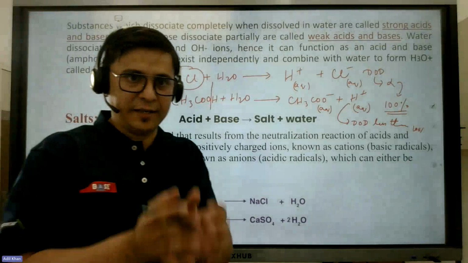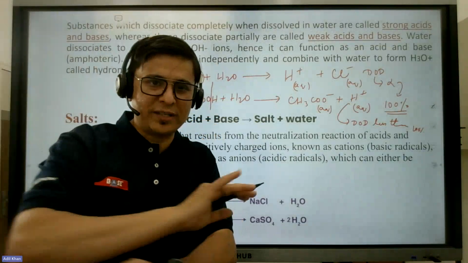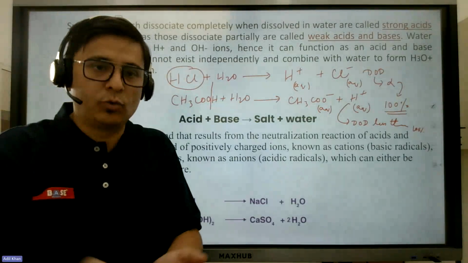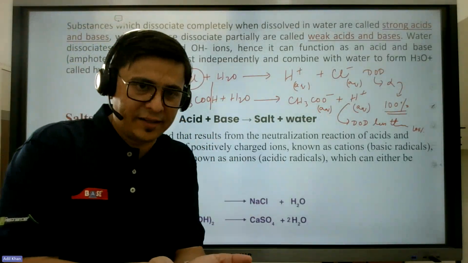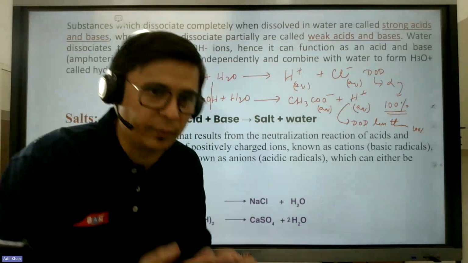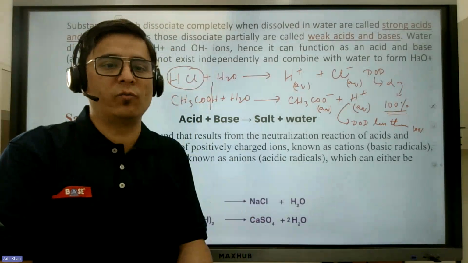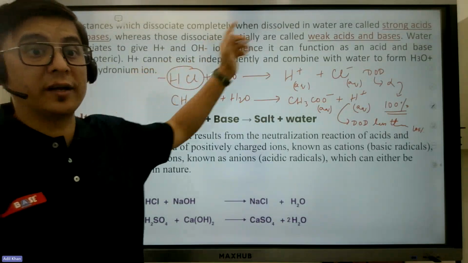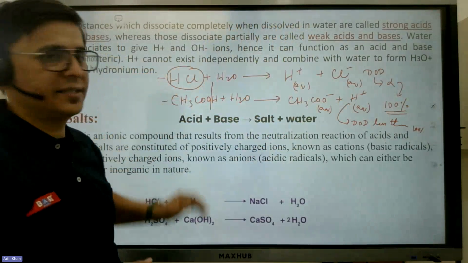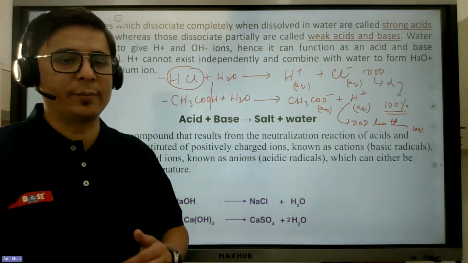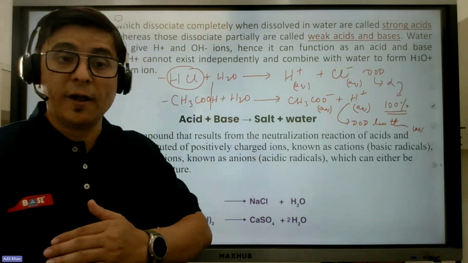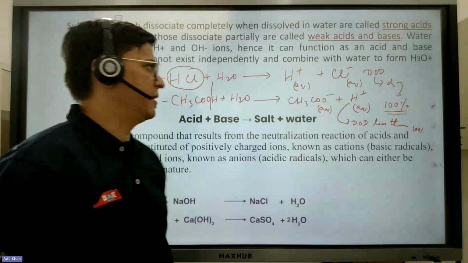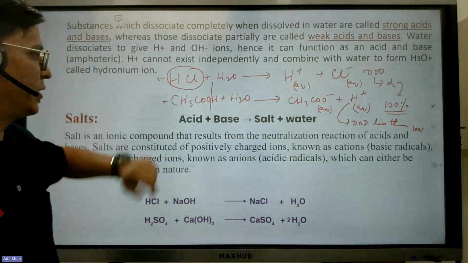HCl, whatever amount you take, you add water once, everything will break. Acetic acid, you take X amount, add water, some amount of acetic acid will break. Add more water, some more amount will break. Add some more water, some more amount will break. So in case of HCl, which is a strong acid, in one shot the reaction completes. But in acetic acid, the reaction keeps on going, breaking into acetate ion and H plus ion when you add water to it. So degree of dissociation 100%, less than 100%. So this is known as strong acid. This is known as weak acid.